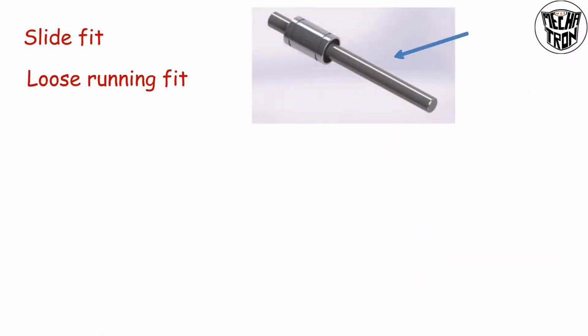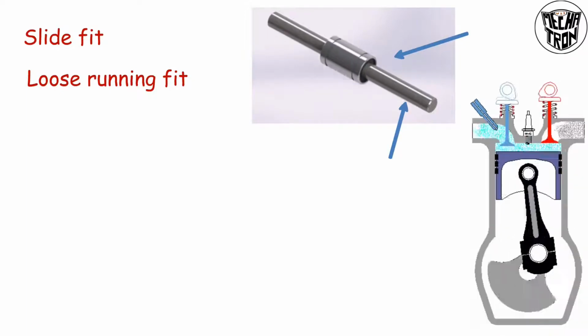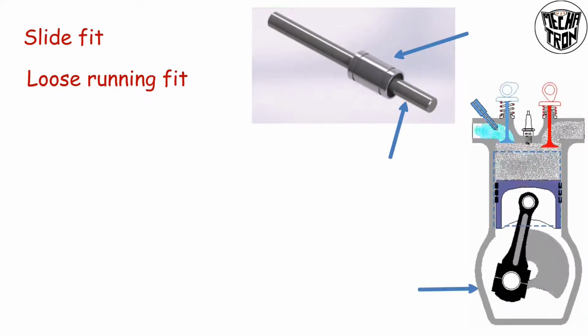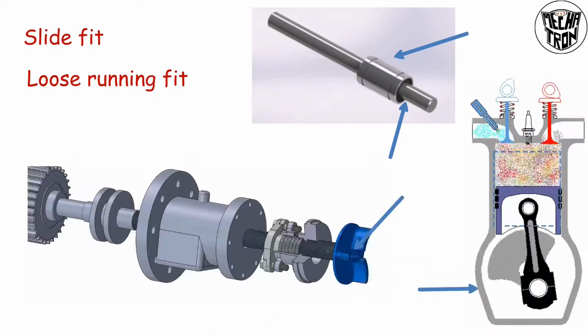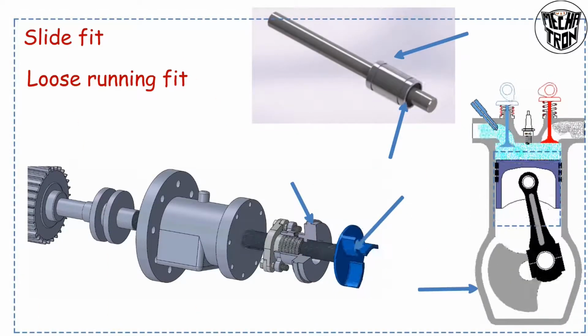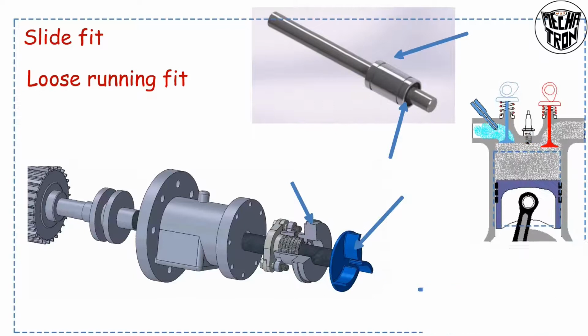For slide fit, you can see here, this bush is sliding on this shaft. The same mechanism is used in the engine too. Here, this piston is sliding in this cylinder. For loose fit, you can see here, the shaft is freely rotating in that hole. So for these types of functions in a product, clearance fits are used.